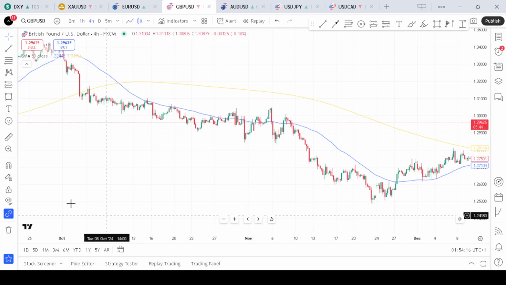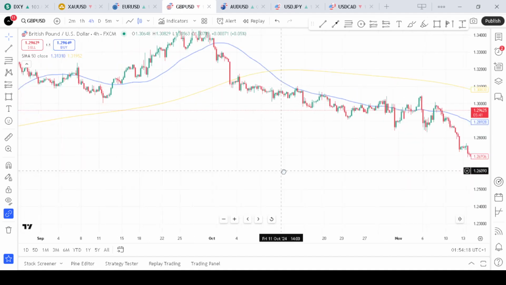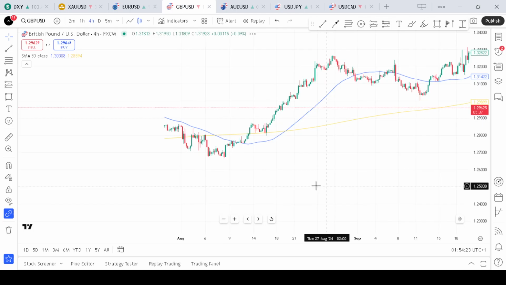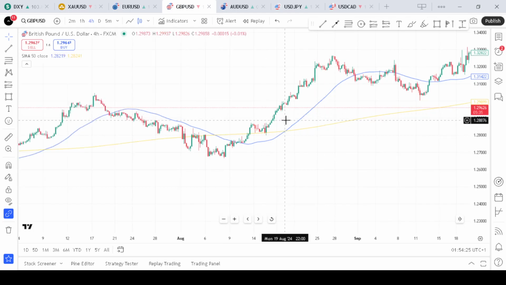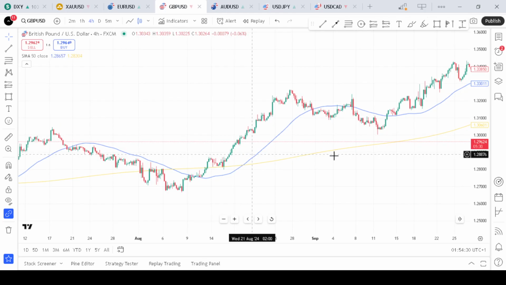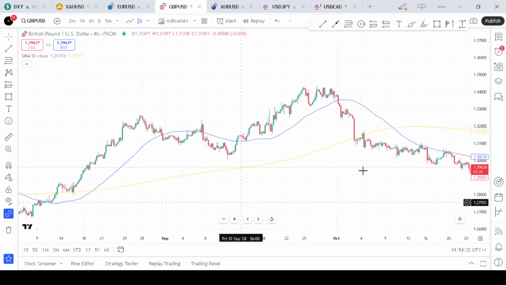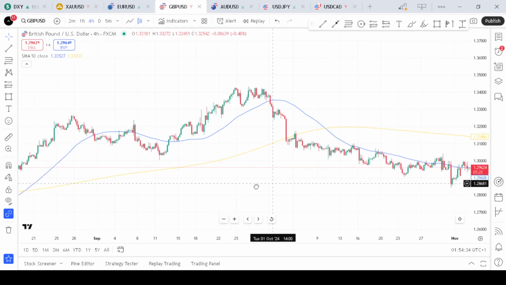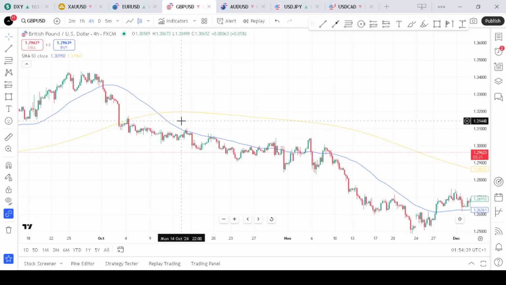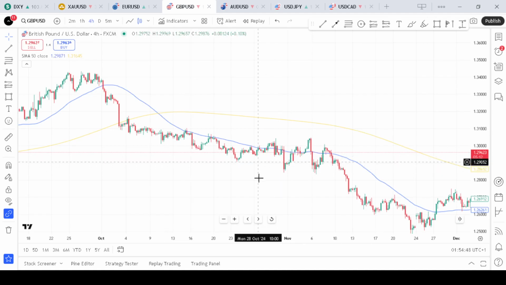Now, how do we enter a trade? We enter a trade for a long position the moment we see our short-term moving average cross above our long-term moving average. This is where we would want to enter a long position. Now, to enter a short position, you enter when the short-term moving average, which is this blue line, crosses below the long-term moving average. Both are sloping downward.